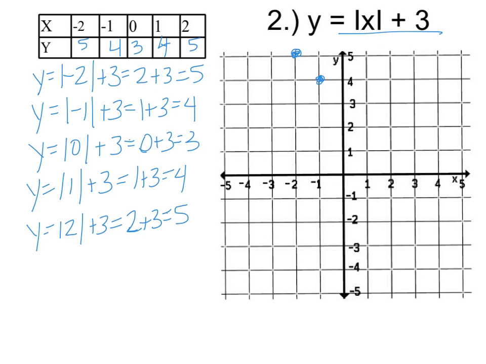After that, it's 0, 3. So we don't go left or right at all. We just go up 3. The next one is 1, 4. So right 1, up 4. And then 2, 5, so right 2, up 5.